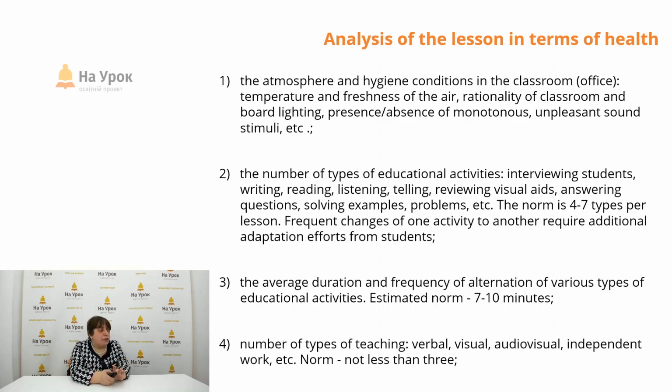Then, the number of types of educational activities. The norm is from 4 to 7 types per lesson. The teacher should change the number of activities and their activities itself. After mental activity, we can change it into physical one, yes? The average duration and frequency of alternation of various types of educational activities. Number of types of teaching. There should be verbal teaching, visual work, audiovisual, independent work, and its norm is not less than 3.